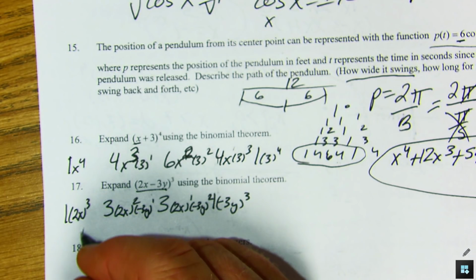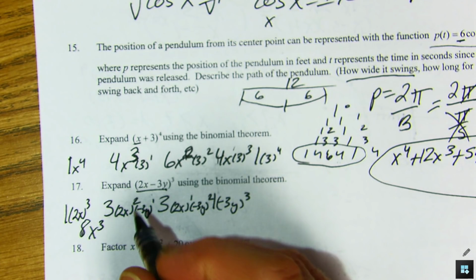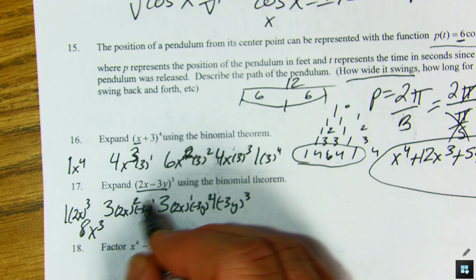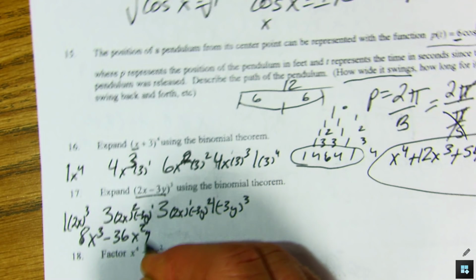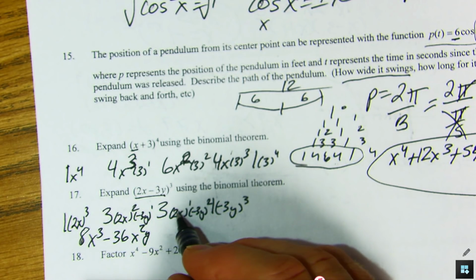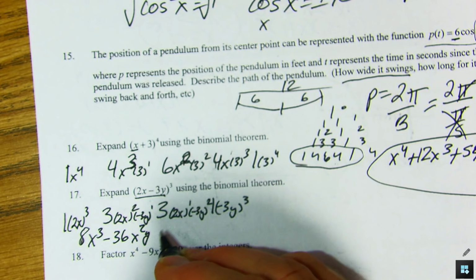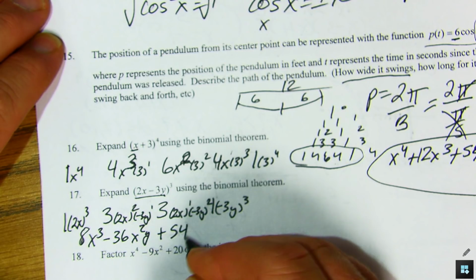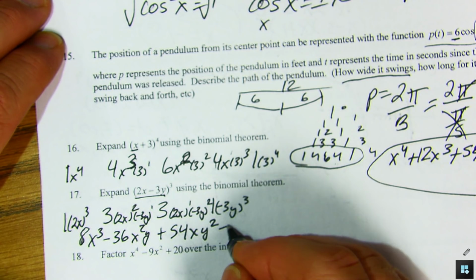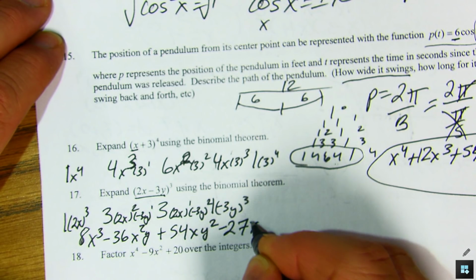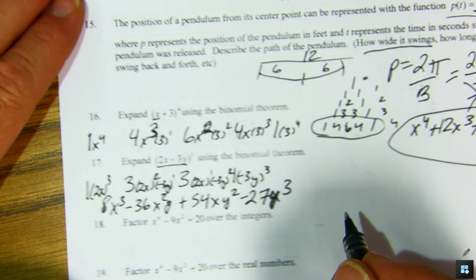So it's going to be 8x to the 3rd. 2 squared is 4. 4 times 3 is 12. 12 times negative 3 is negative 36 x squared y. 2 to the 1 is 2. 2 times 3 is 6. Negative 3 squared is 9. 9 times 6 is a positive 54 x y squared. Negative 3 to the 3rd is negative 27 y to the 3rd. And we're done.